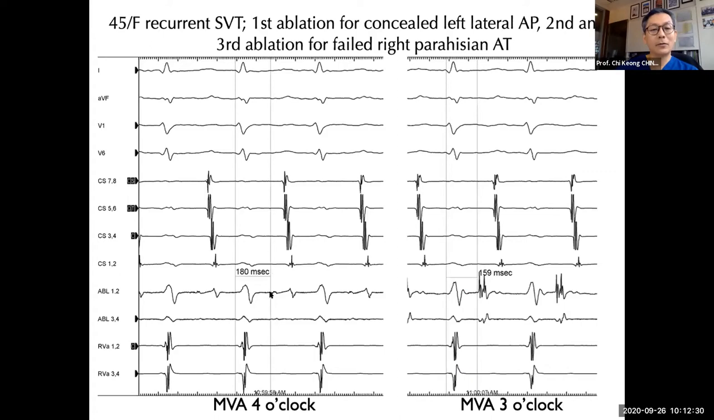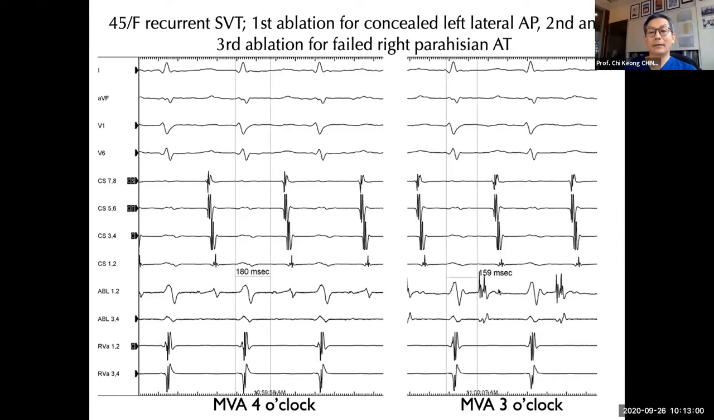There is a small A. There seems to be a split A. You can see here, a small A here, another A. The earliest is about VA 880 milliseconds. As we move the catheter to the mitral valve annulus lateral or 3 o'clock region, you see the VA comes in very early, 160 milliseconds. And there are low far-field, split-like CS signals on the lateral CS region.